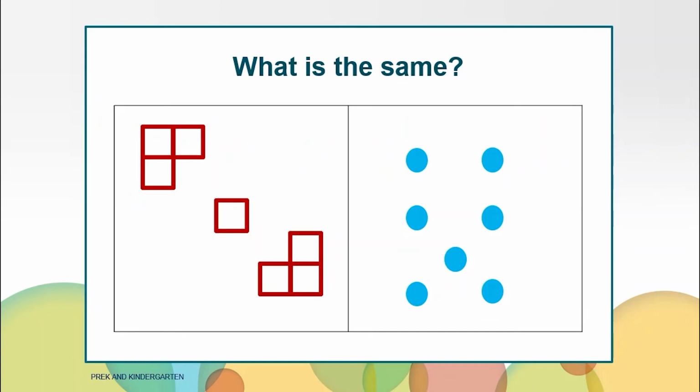Before we get started, let's get our math brains warmed up by looking at these pictures. What is the same in these two pictures? They are the same because they both have 7 shapes. What is different between these two pictures? They are different because the first picture has squares and the second picture has blue dots.